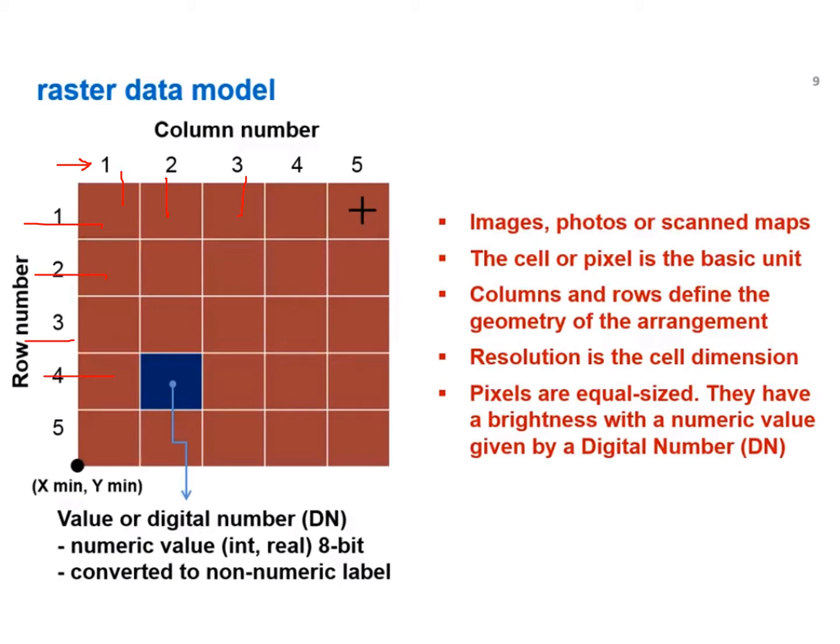So here, this is the entire grid, so 5 by 5 is the grid, and in each grid there is one cell. The cell may consist of different images, photos, or we can simply say that in this grid, each cell is known as a pixel, and each pixel has some numerical value consisting of 8 bits, and this numerical value we call the digital number.